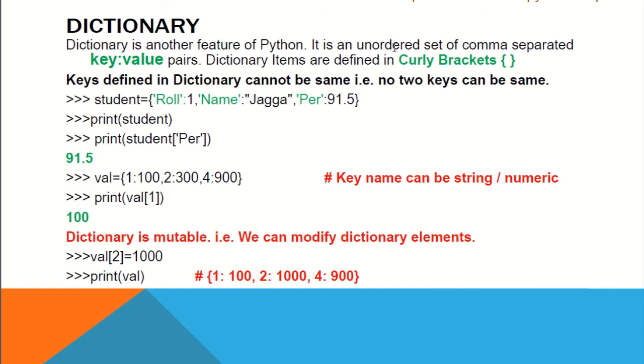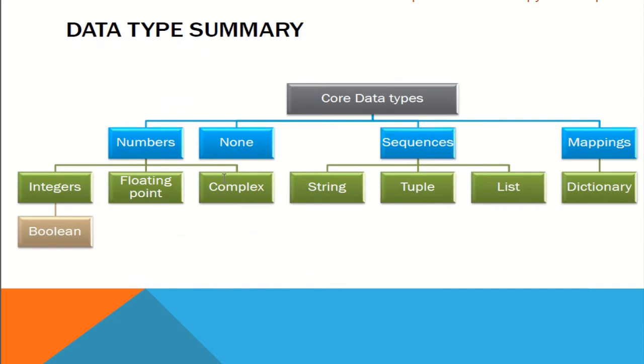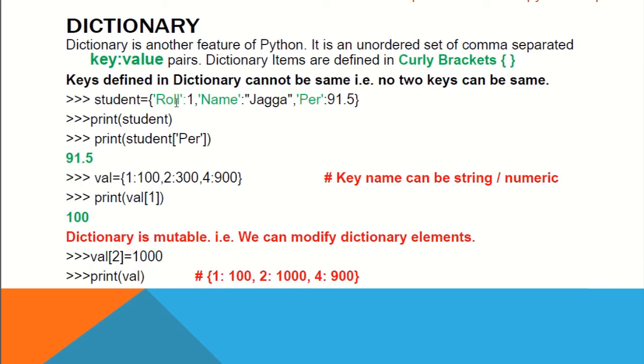Now dictionary is another feature of Python. It is an unordered collection of comma separated key and value pairs. Dictionary items are enclosed in curly brackets. Like see, roll number is 1, name is Jagga, percentage is 91.5. According to that you have to identify and separate it. Keys will be represented in single quotes; if a value is a number then there is no need to write it in quotes, if it is a string then you have to write it in quotes. And the key and value pair is there.